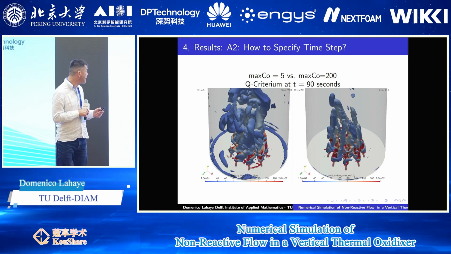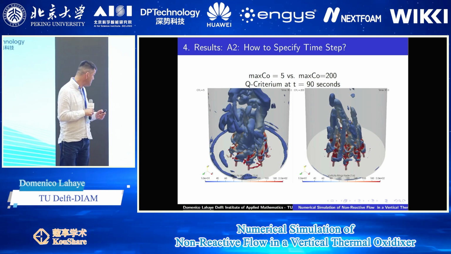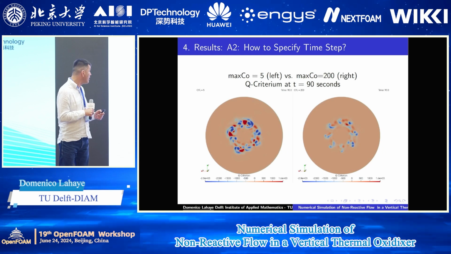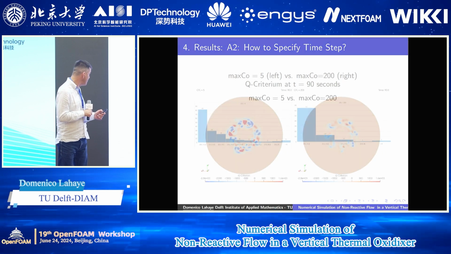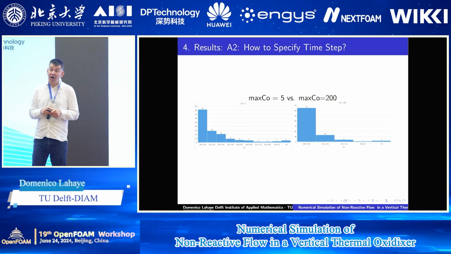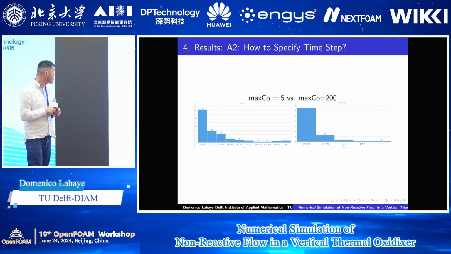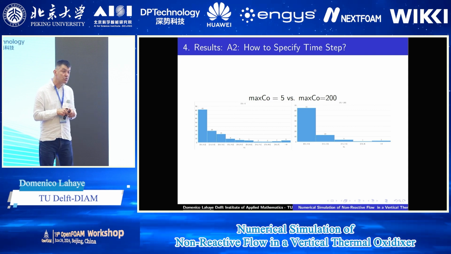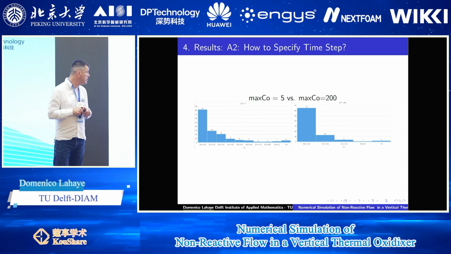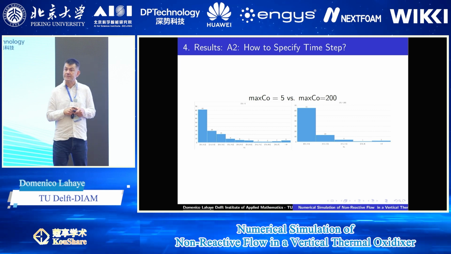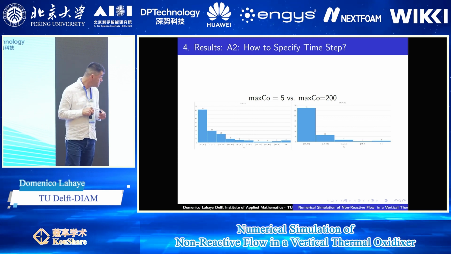Here we have a picture of the vorticity. And again, the graph of the velocity. Here you have a summary of the frequency content of the signal, Maxco 5 left, Maxco 200 right. Again, amplitude is reduced. Some frequencies are left out.